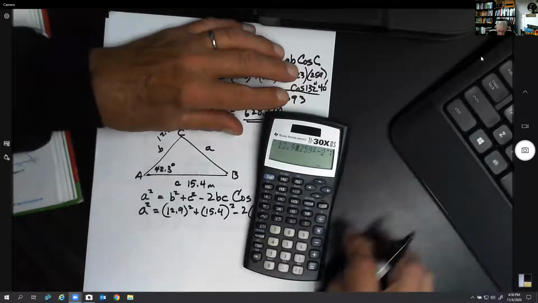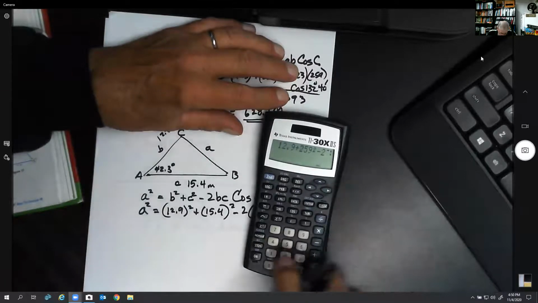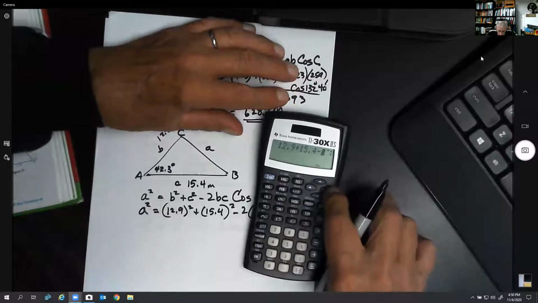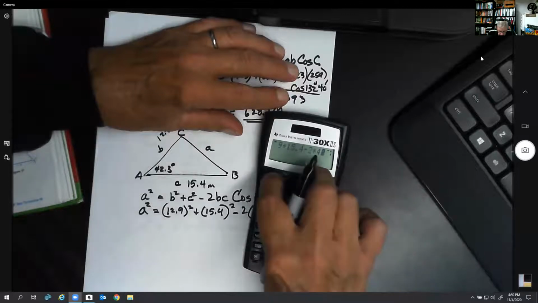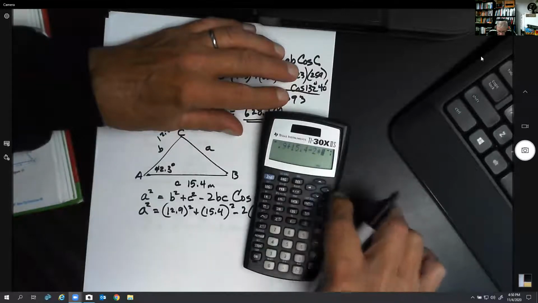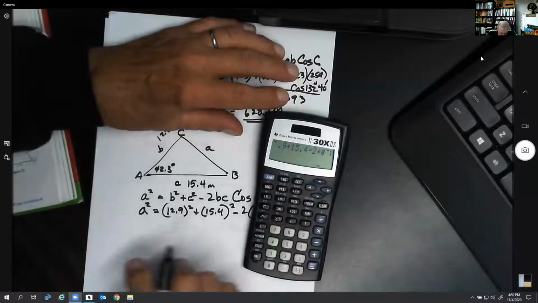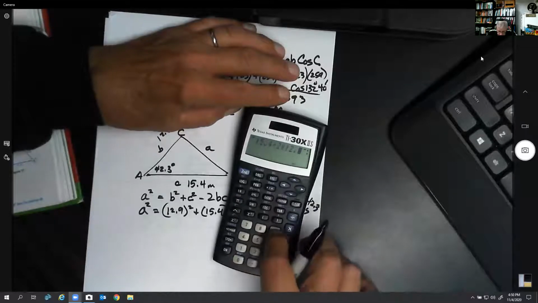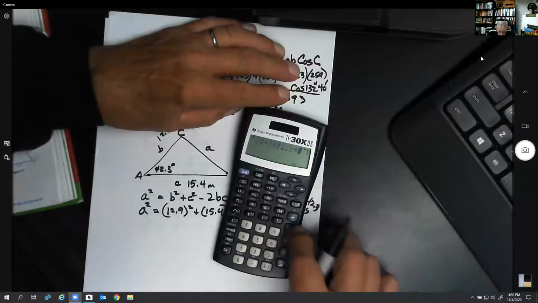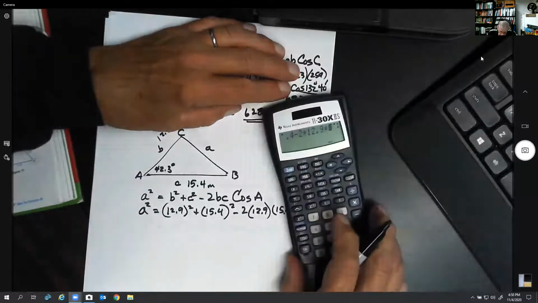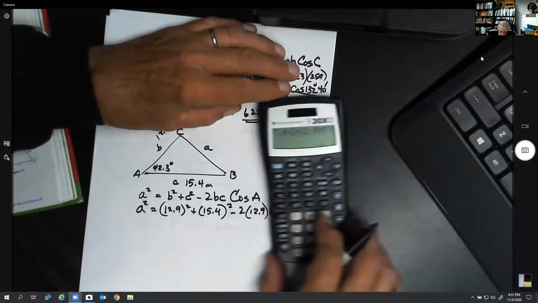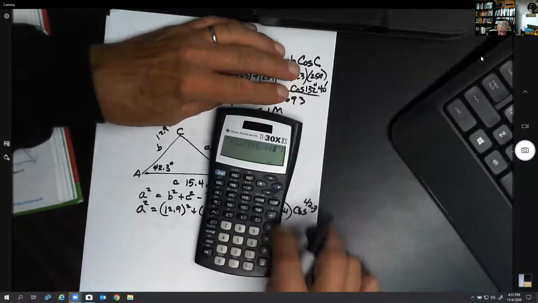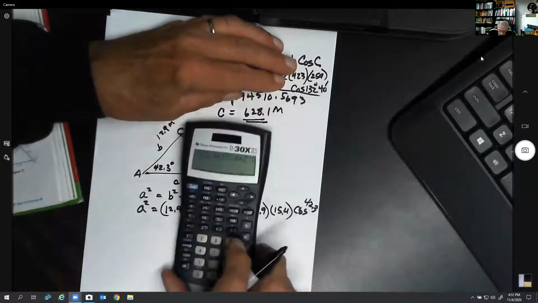12.9, I'm just going to use this. This one was 15.4. Minus 2 times, let's go back here, minus 2 times 12.9 times, I guess I have to change it, 15.4 times cosine 42.3.